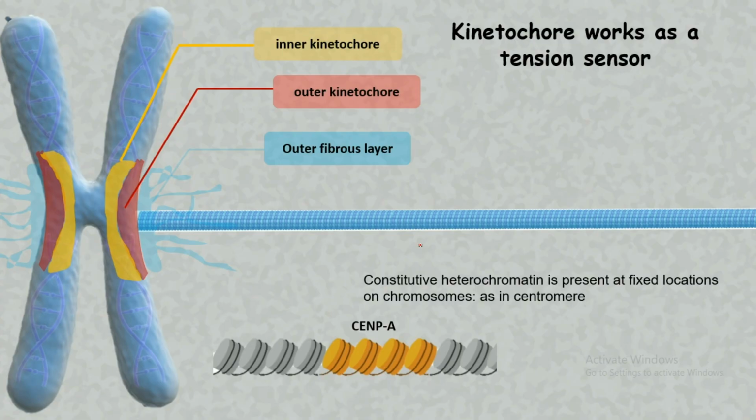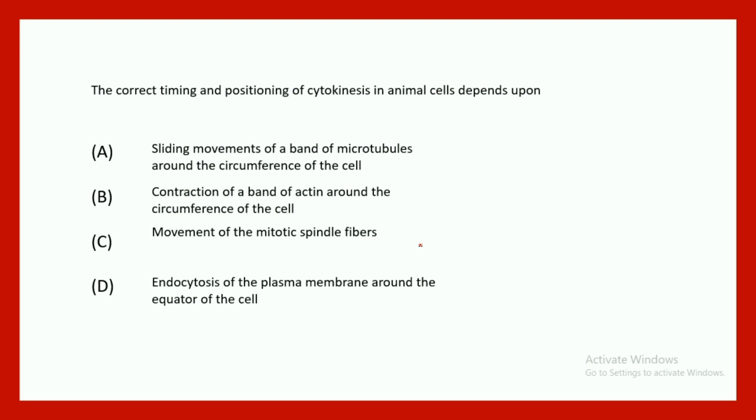Just to remind you, the centromere has a specific type of histone known as CENP-A, and these are actually constitutive heterochromatin. The kinetochore portion of the centromere is very important because it attaches to the microtubule, so it has a role in division rather than gene expression.